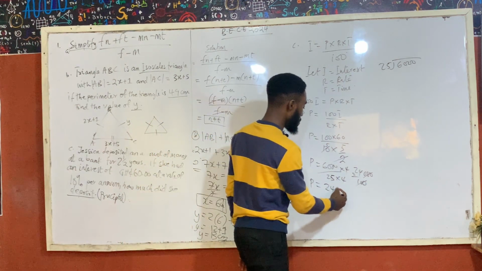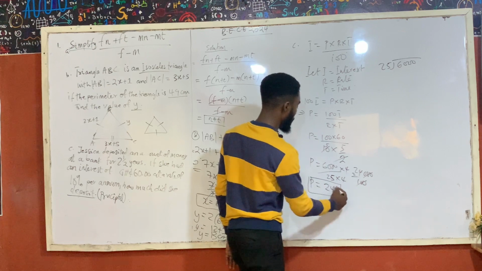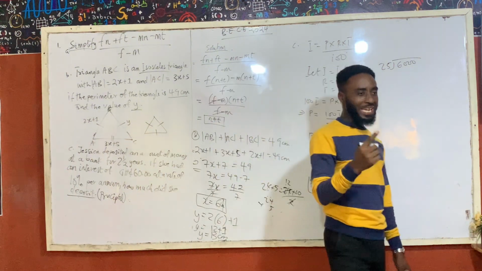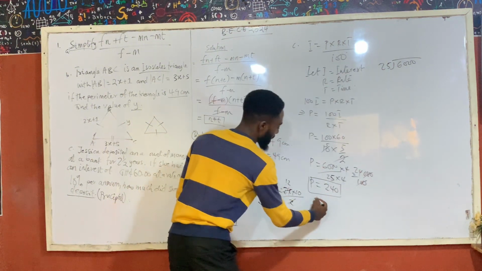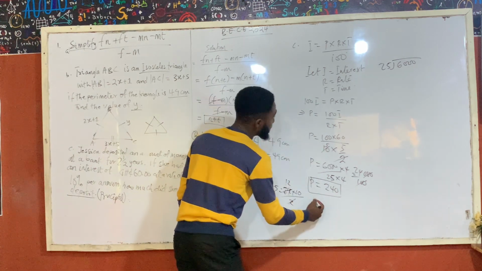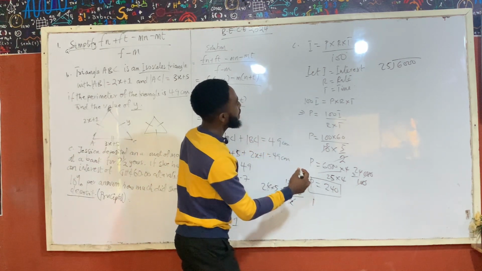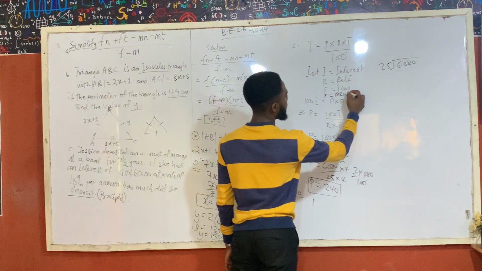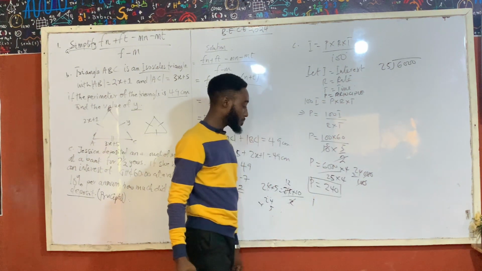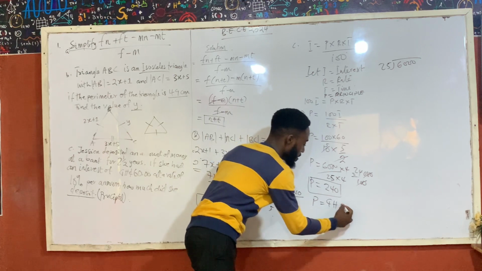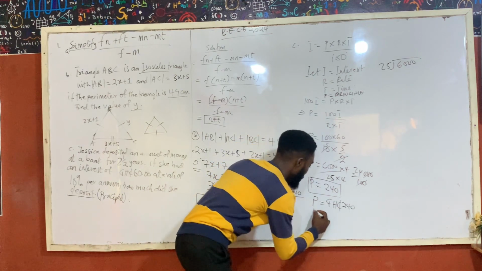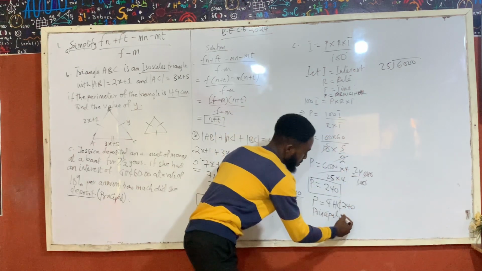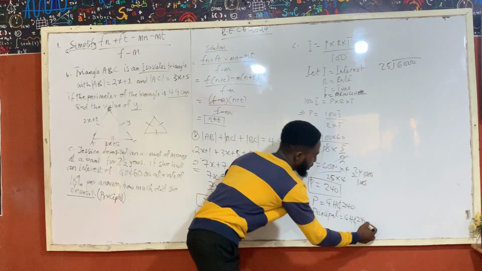So P is equal to 240. 240 Ghana cedis. Don't lose marks carelessly. Don't write 240 and then just leave it hanging. Don't say P. So finally write the principal. Okay, I didn't write P over here. Principal. What did you say? P is equal to Ghana cedis 240, or principal. I wrote principal. Principal is equal to Ghana cedis 240.